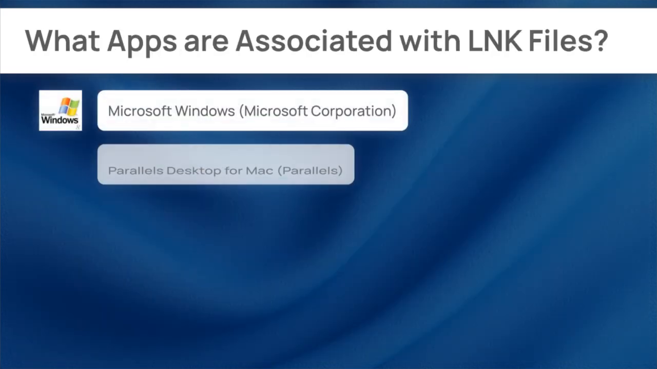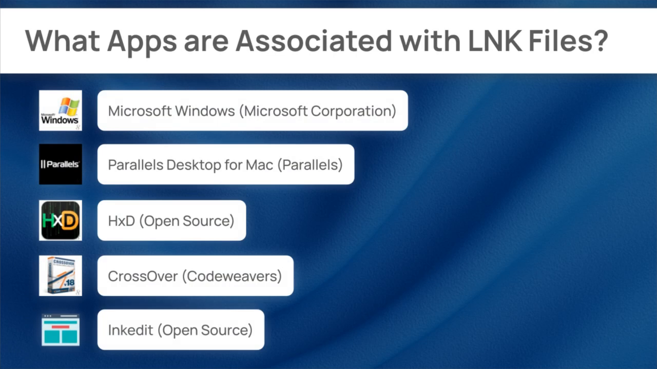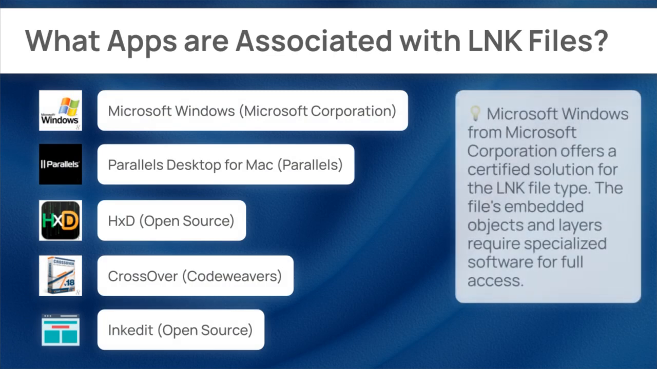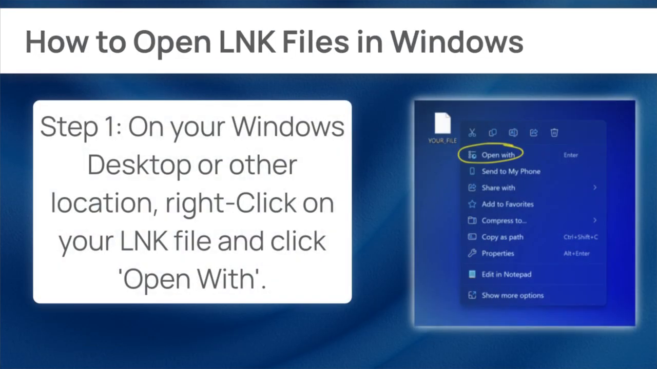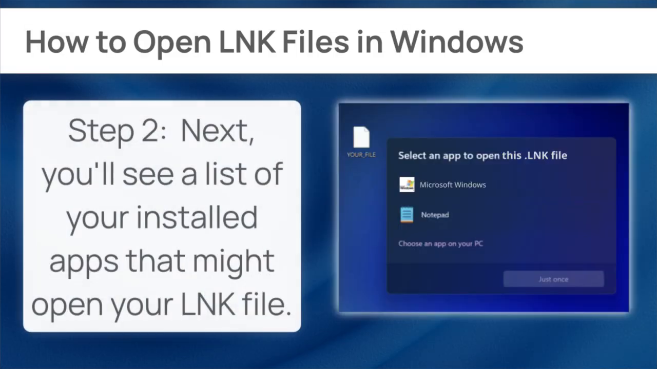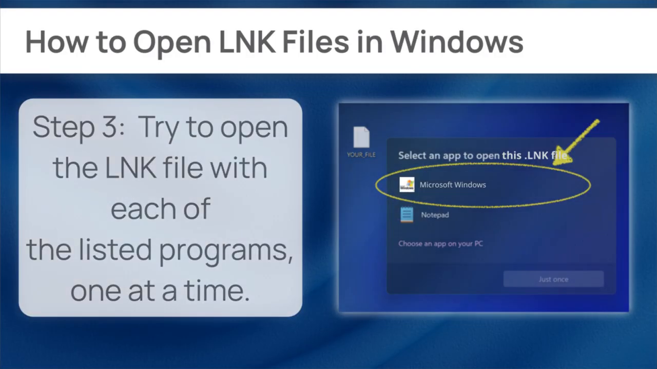Guaranteed access to LNK files is typically achieved using Microsoft Windows from Microsoft Corporation. Windows cannot fully interpret the file's proprietary XML structure for editing purposes. Windows shows shortcut icons and info, but nothing opens unless the target still exists. To solve the application association issue, right-click your LNK file and choose Open With. Check for Microsoft Windows and test it first. If it's unavailable, choose a different app. The right program is out there.